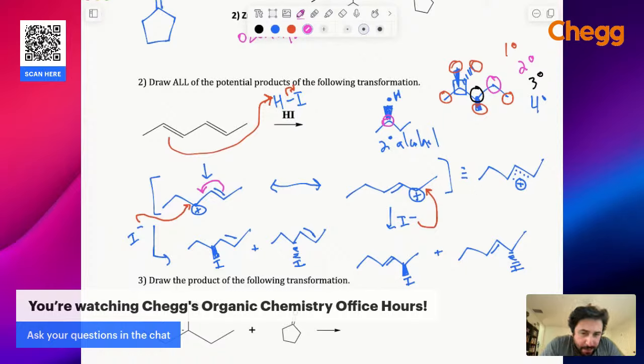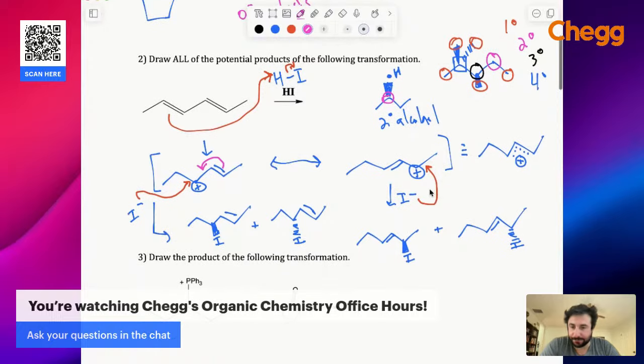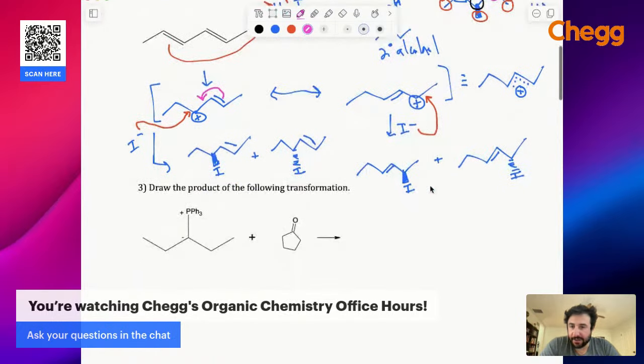Okay. Yeah, people asking if you can react the second pi bond. Yes, if you have HI in excess, of course that can react again. So we were just doing one addition reaction, but it can continue. Okay, let's do the next one.